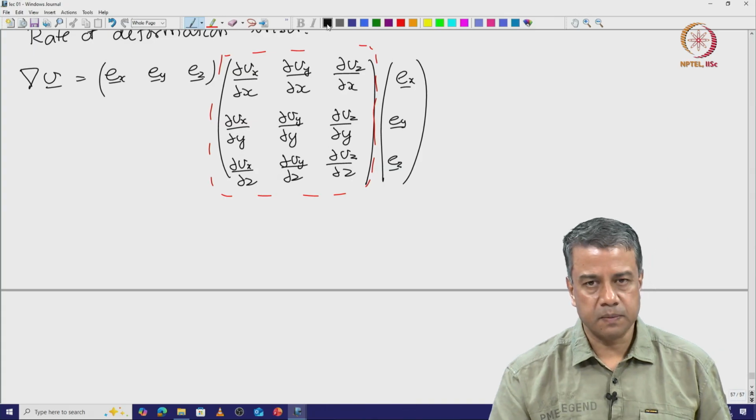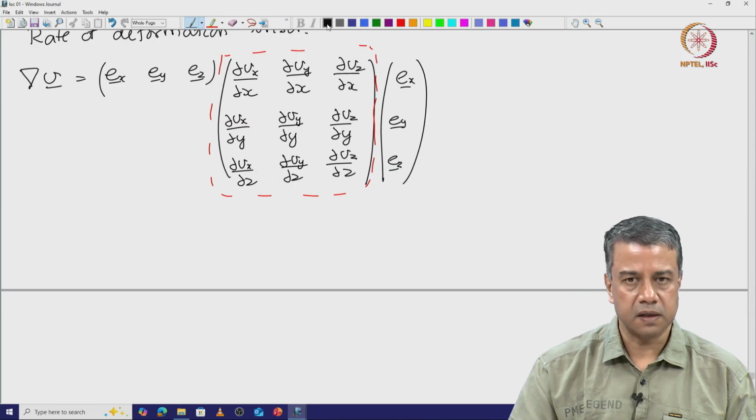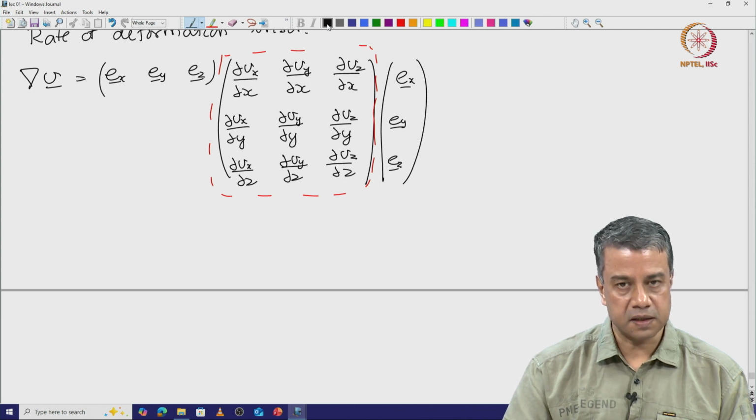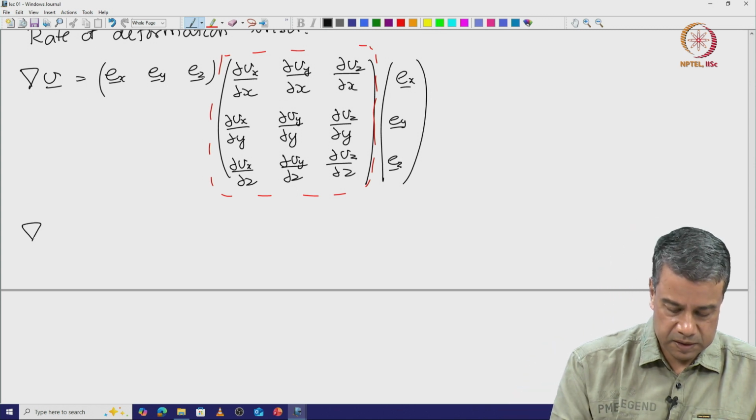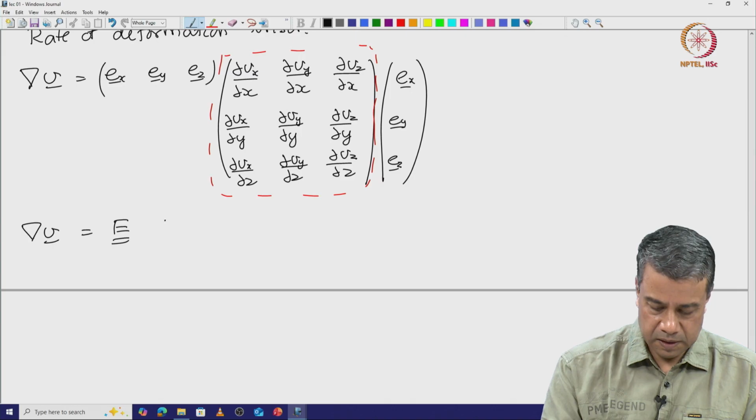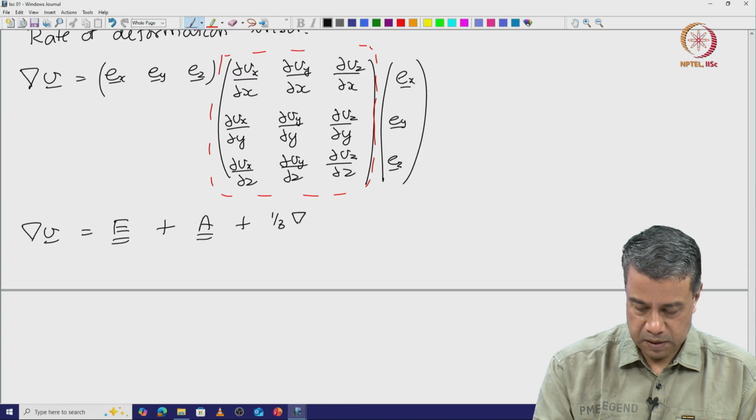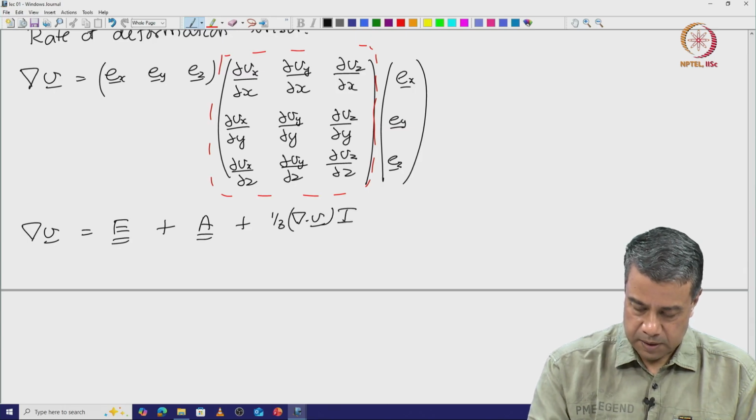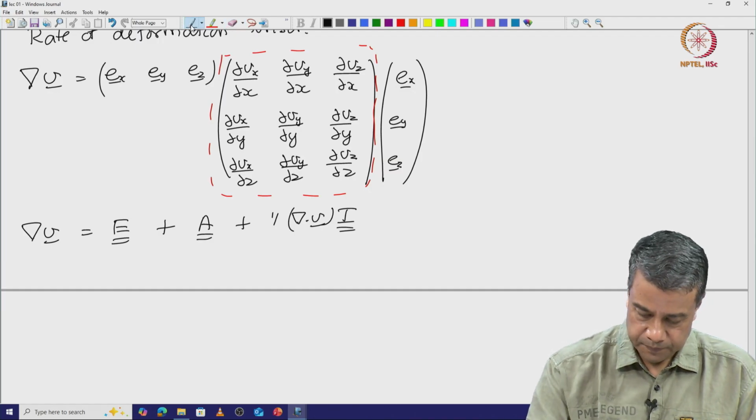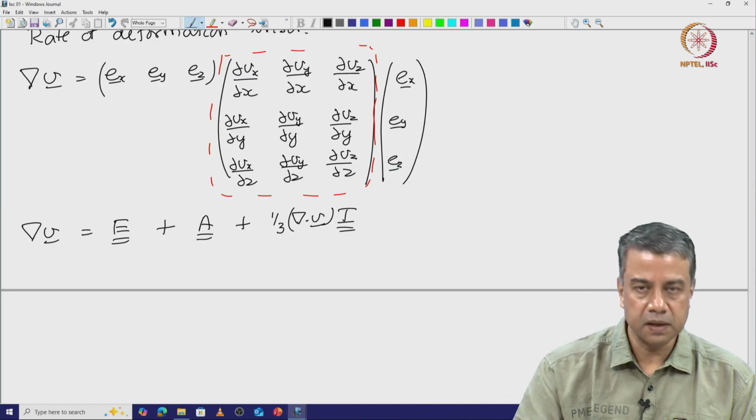However, there are some more fundamental components of this that turn out to be invariant under rotation of axis, for example. And therefore, I had in the last class taught you how to decompose these into a symmetric traceless part plus an antisymmetric part plus an isotropic part, where I is the identity tensor. I has 1s along the diagonals and zeros along the off diagonal terms.